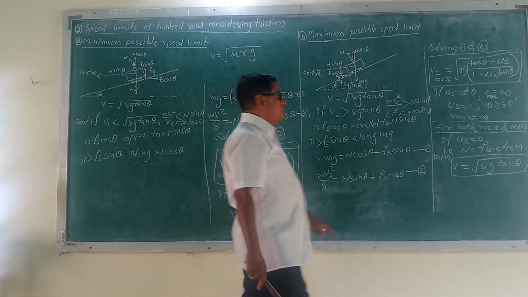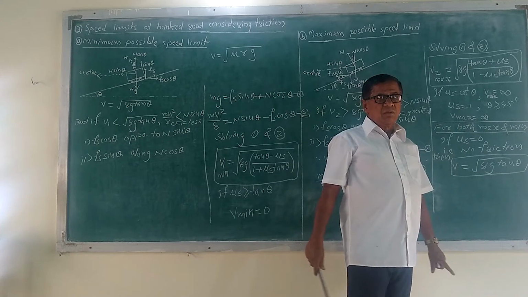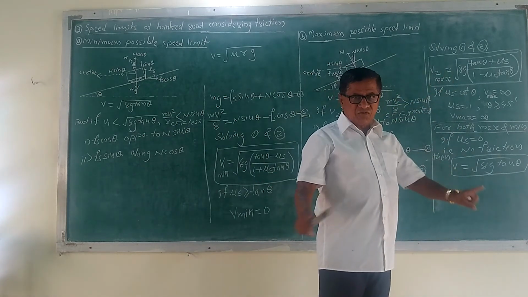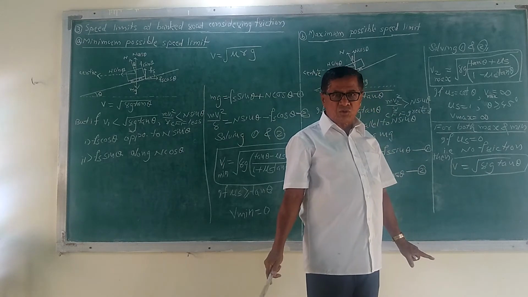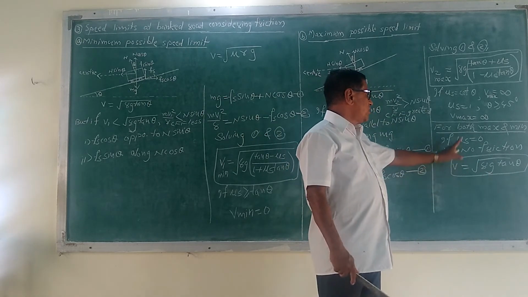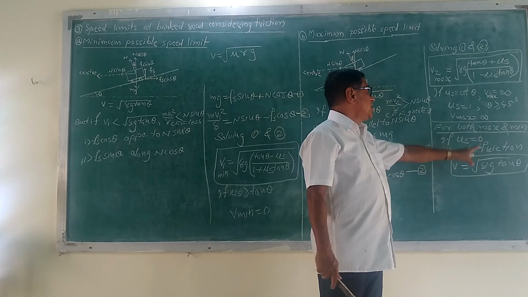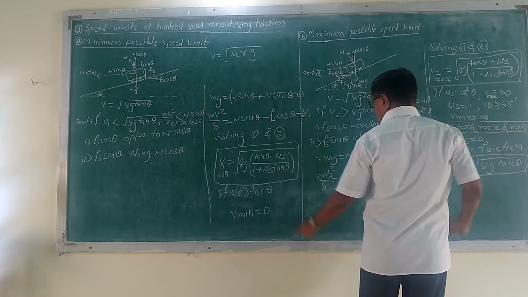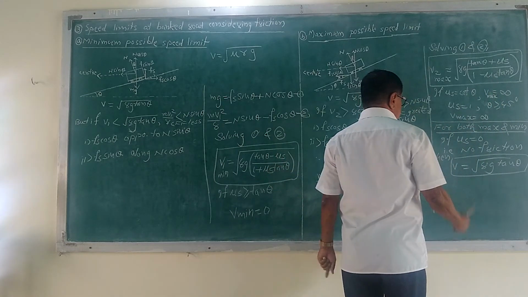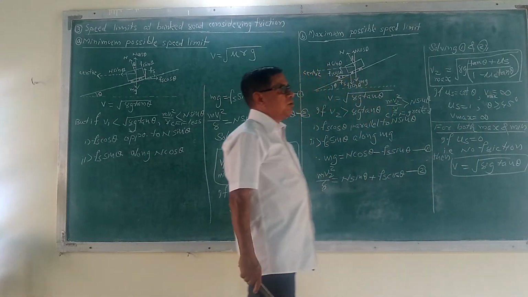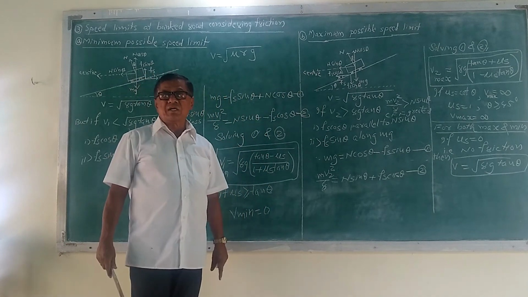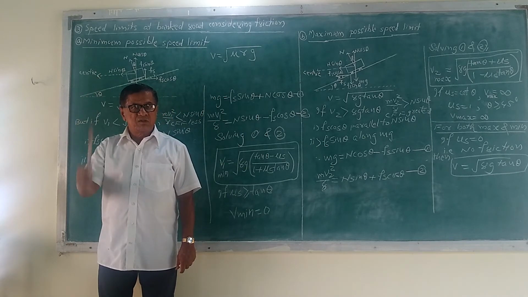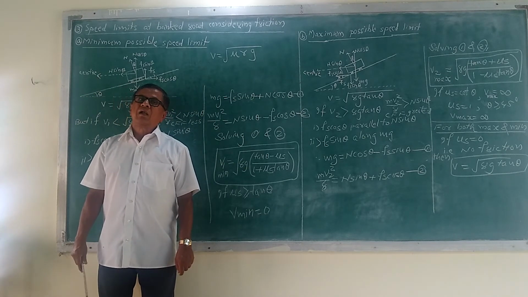Second, for both the maximum and minimum, that is this equation and this equation, if there is no friction, that is mu s is equal to 0, no friction. In that case, if we substitute 0 in each place, we get v is equal to square root of rg tan theta, which was already derived by us. These are the four equations for the motion of the vehicle along the curve.